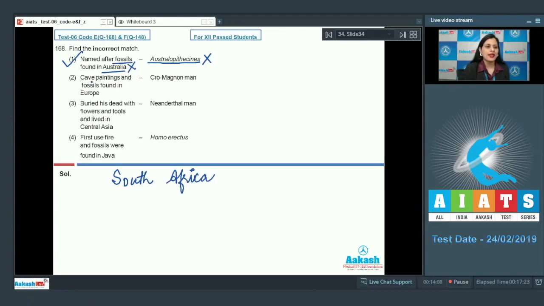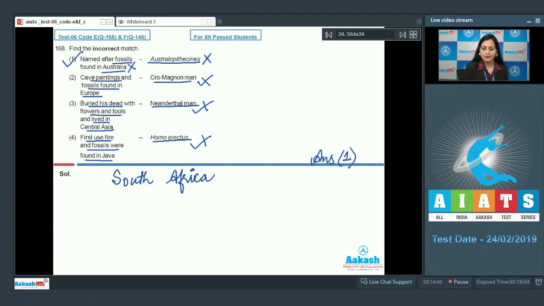The next option given is cave paintings and fossils found in Europe, and the match is Cro-Magnon man. As it is a correct match, this cannot be the correct answer to our question. The next option is buried his dead with flowers and tools and lived in Central Asia, and the match given is Neanderthal man. As it is also a correct match, this cannot be the correct answer. The last option given is first use of fire, and fossils were found in Java, and the match given is Homo erectus. As it is also a correct match, this cannot be the correct answer. So the correct answer to this question is option number 1.